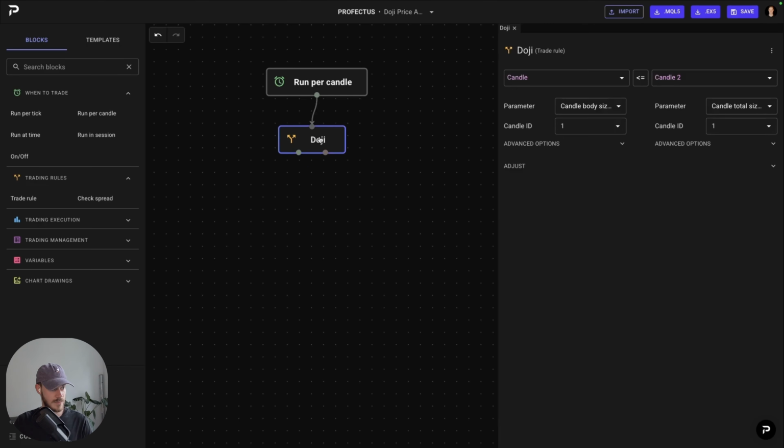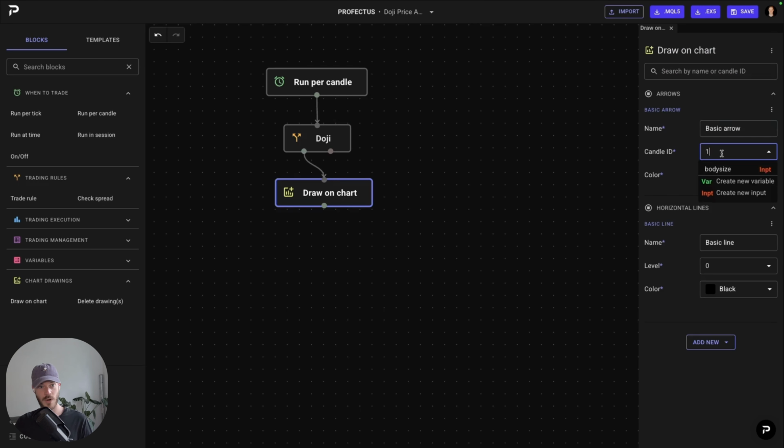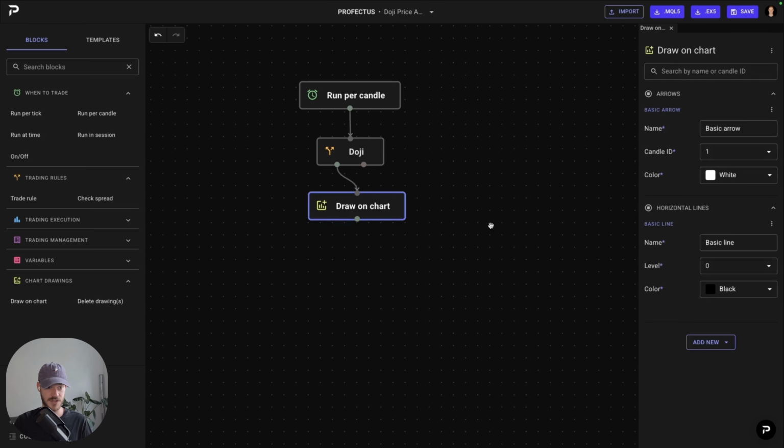Now let me get rid of this one because this is the purest form, and then simply for you, so you can quickly check out what it is doing, we simply want to show that this one is a Doji, so this will now be pretty much marked with a white arrow on top.